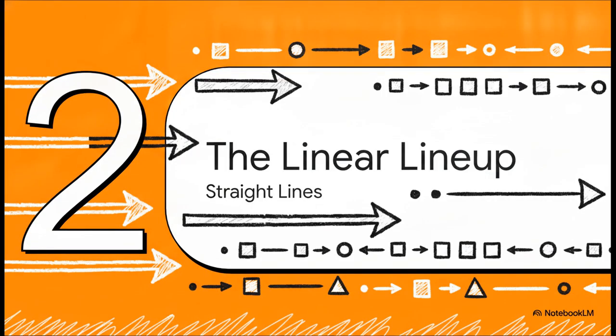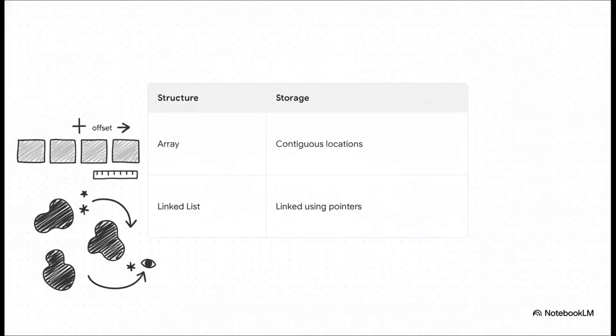Moving right along to section 2, the linear lineup, straight lines. Let's look at structures where data follows a clear one-dimensional sequence. First up in this lineup, we have arrays and linked lists. These are basically the two fundamental ways to store a sequence of items. An array is a collection of items of the exact same type, and they're stored at perfectly contiguous memory locations. Because they sit right side by side like that, it is incredibly easy to calculate the position of any element. You literally just add an offset to the base memory location.